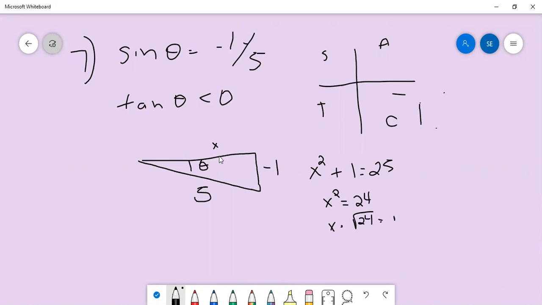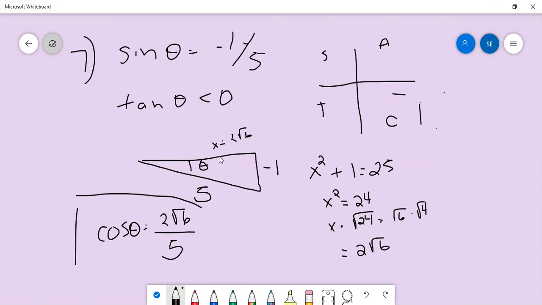We can write this as the square root of 6 times the square root of 4, and the square root of 4 is 2. So this is 2 square roots of 6. So this x is equal to 2 square roots of 6. So now we can evaluate cosine of theta. Cosine of theta is our adjacent over our hypotenuse. So this is 2 square roots of 6 is our adjacent, and our hypotenuse is 5. So that's cosine of theta.